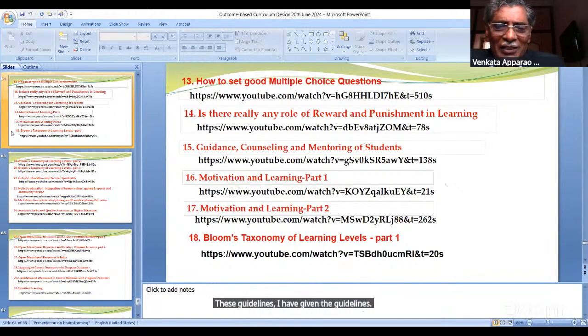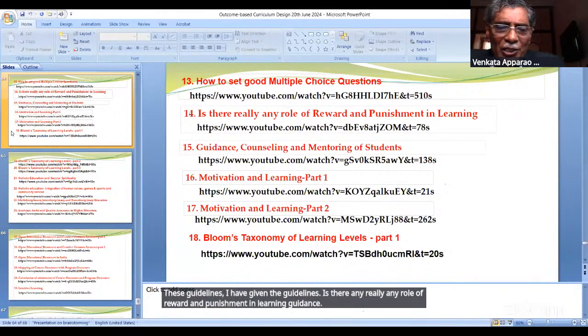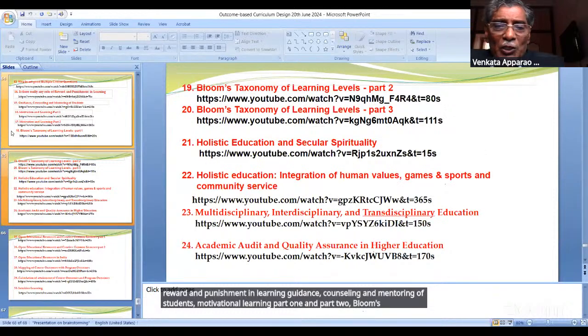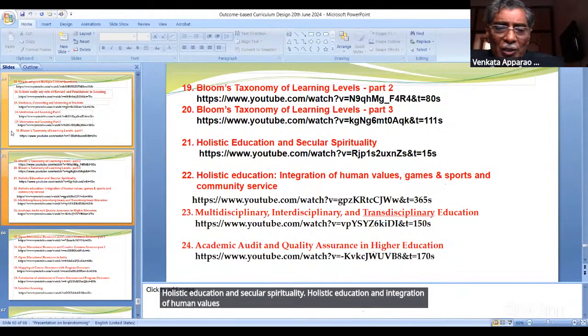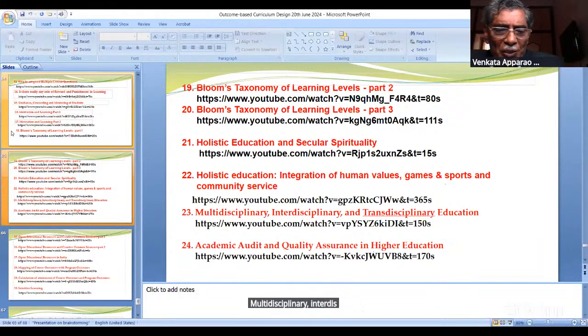Is there really any role of reward and punishment in learning? Guidance, counseling, and mentoring of students. Motivation and learning, part 1 and part 2. Bloom's taxonomy of learning levels, part 1, part 2, part 3. Holistic education and secular spirituality. Holistic education, integration of human values, games, sports, and community service. Multidisciplinary, interdisciplinary, and transdisciplinary education.